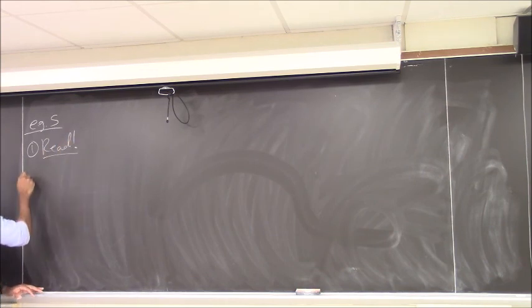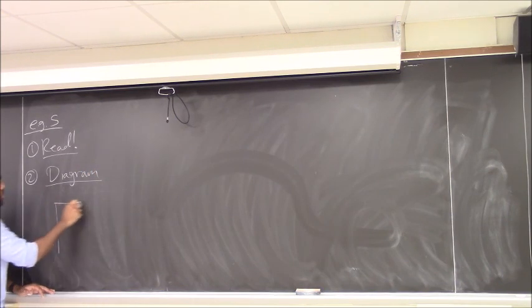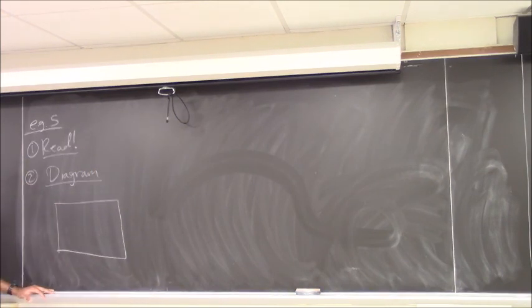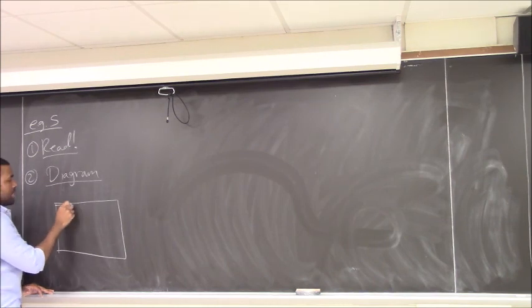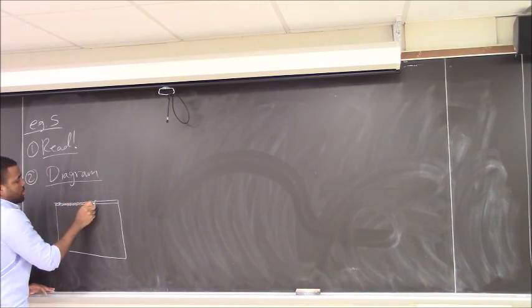Read the problem. 2. Come up with a diagram for the problem. Again, we know it's a rectangle, but one side is different. Let me just highlight that side. On this side, we're going to build a wall. Build a wall.